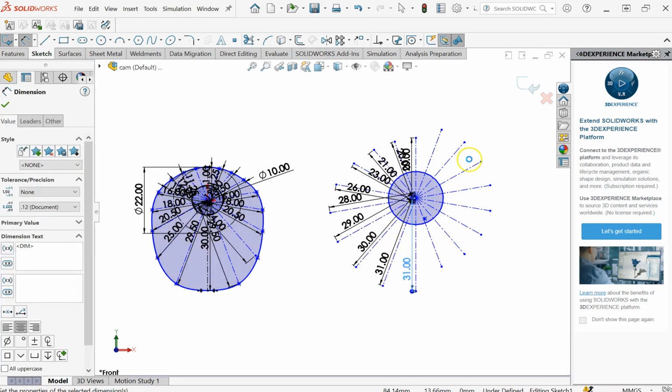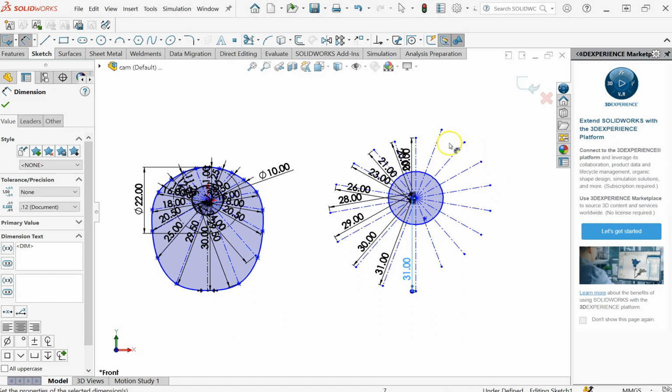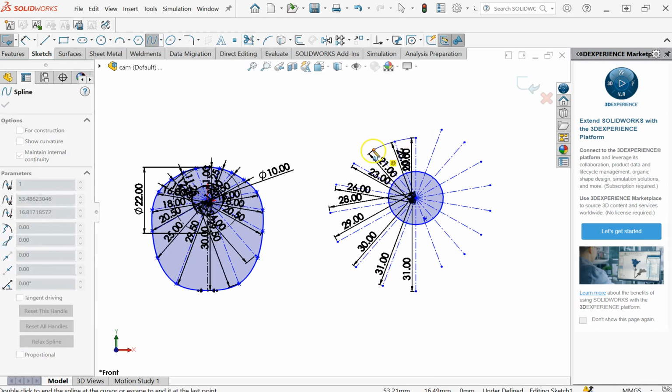You don't even need the other side. Even half of it is enough because it's symmetric, unless your motion profile, which is this one, is not symmetric. If it's not symmetric, then of course you need all of the points and you have to determine all of those distances. But if this profile is symmetric, you just need half of that. And then you use your spline command and go ahead and connect all of these endpoints together like this.